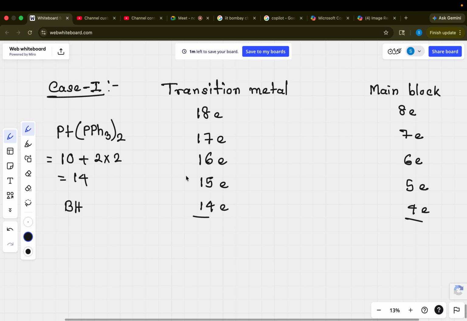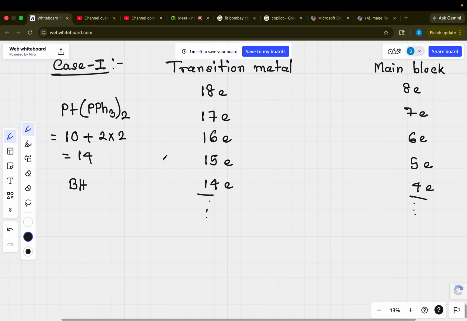Done, this one done. Like that it will continue. 13 electrons will be 3 electrons, 12 will be 2, 11 will be 1. That's it. 10 will be 0. If you have 10 electrons in a transition metal, that is not equivalent to anything. Done.